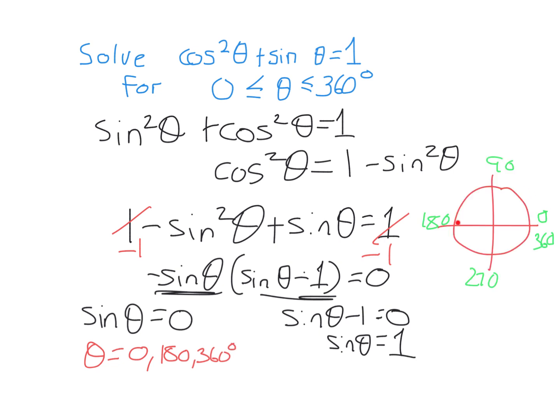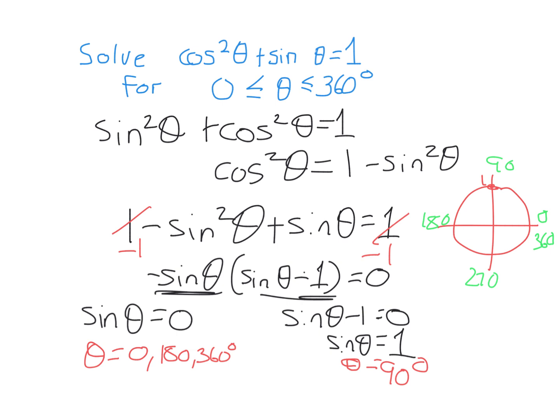So remember, for the unit circle, sine is the y-coordinate. The y-coordinate is 0 here and here on the edge of the circle. So it's 0, 180, and back again at 360. So where does sine theta equal 1? Well, it equals 1 up here. It's the unit circle. The radius is 1. The only time sine theta equals 1 is 90 degrees. So there are 4 solutions to this equation: 0, 90, 180, and 360 degrees.